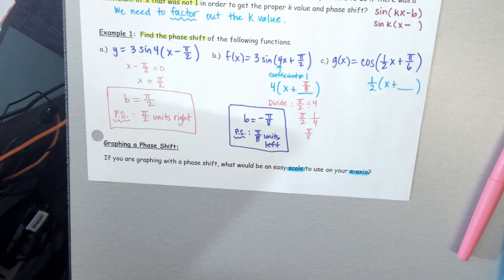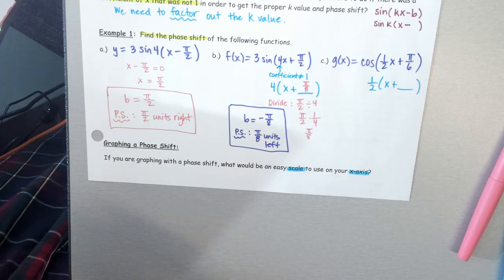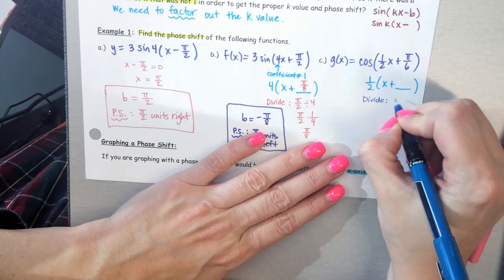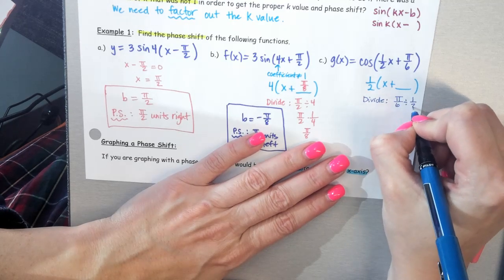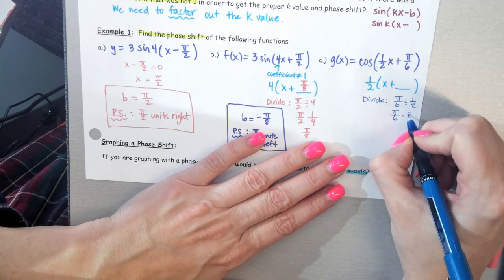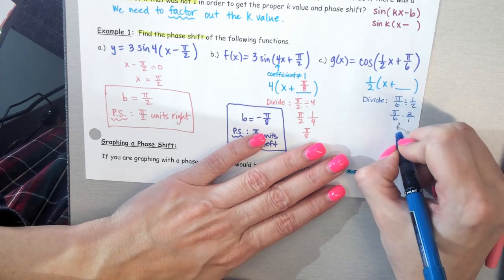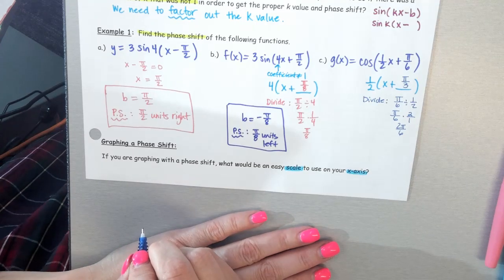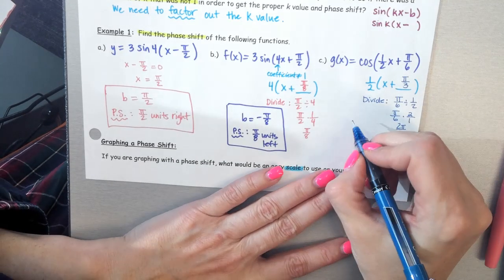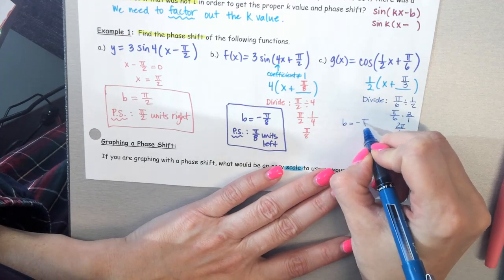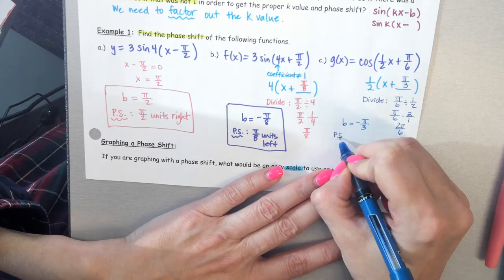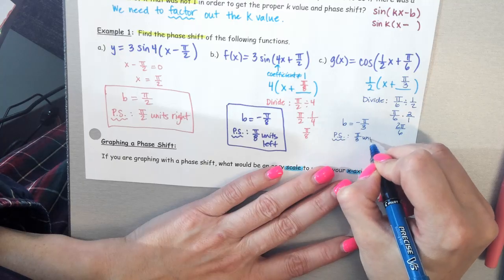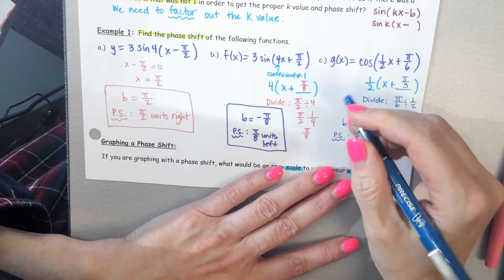Okay, and then your setup is going to start the same way. So it's x plus, and then you are dividing pi over 6 by 1/2, which means you're multiplying pi over 6 by the reciprocal. 2 pi over 6 reduces to pi over 3. Okay, so then your value for b is negative pi over 3, and your phase shift would be pi over 3 units left.